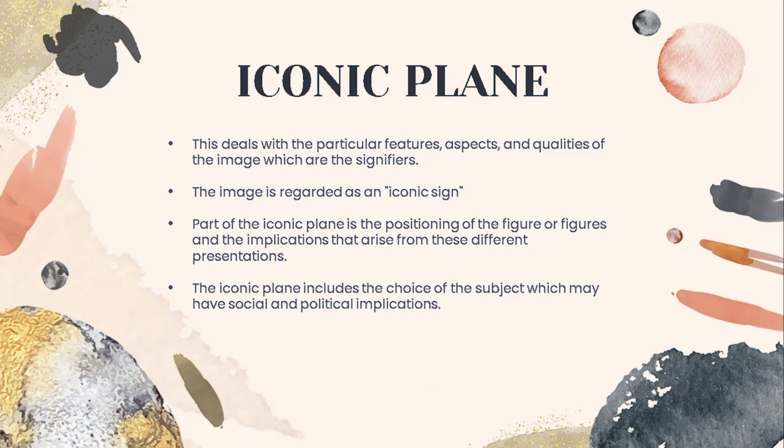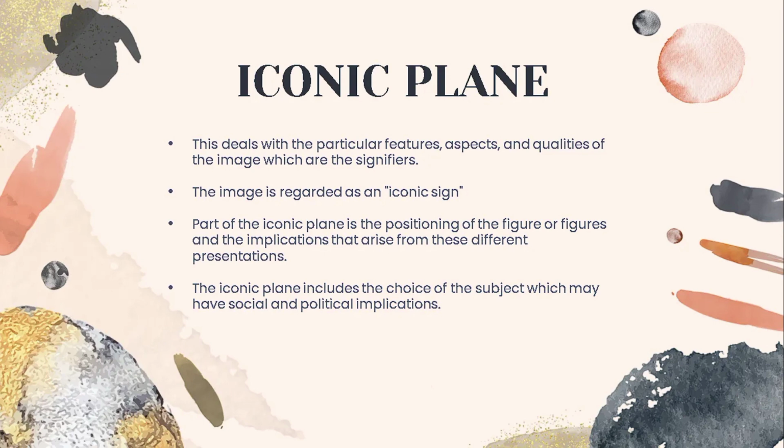So the iconic plane, guys, as I said earlier, is the entire image that you study. You don't look for the signifiers one by one, because the signifiers can be the features, the aspects, and the qualities of the image. Let's say, for example, there is a painting about justice for rape victims. That has political implications, because of course everything is political, guys.